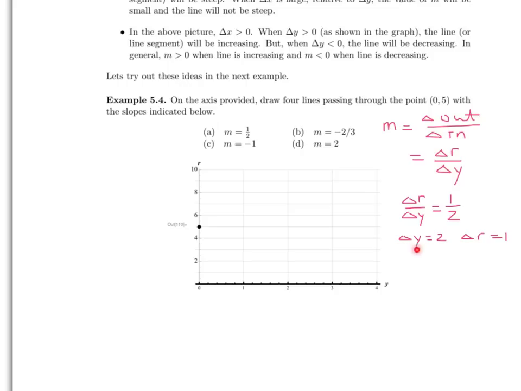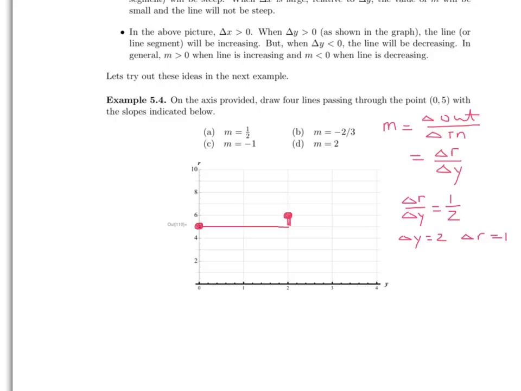So what we're saying here is that when we increase y by 2 units, we also increase r by 1 unit. So let's see how that plays out. If we start from the point 0,5, which is right here, and I increase my y coordinate by 2 units, that means I go out here 2 units, I'm obligated to increase r by 1. That would move me up here. So I get another point.